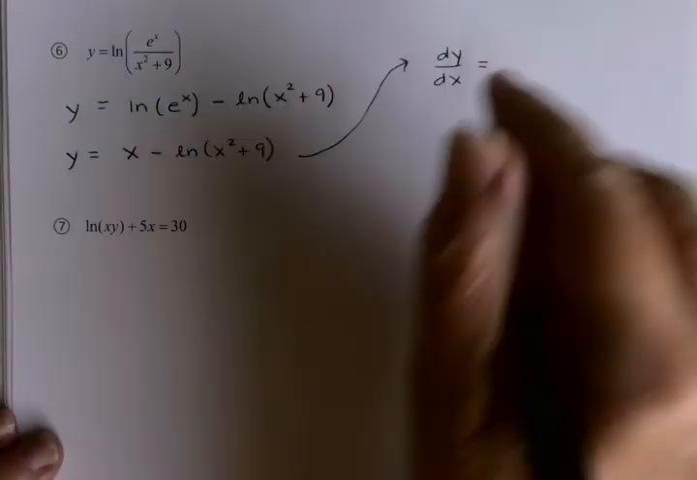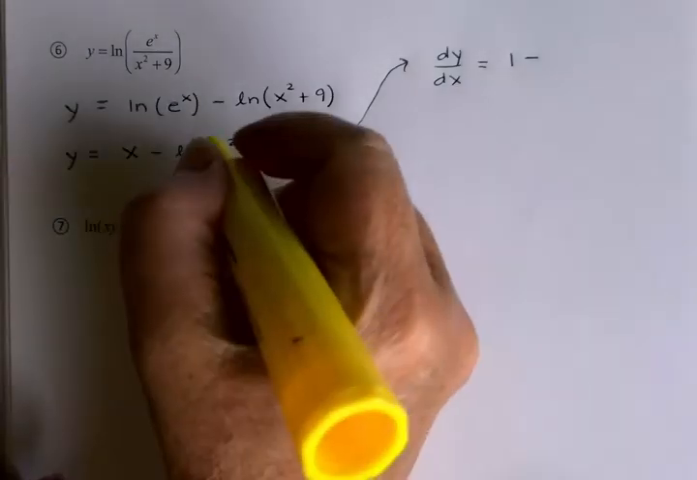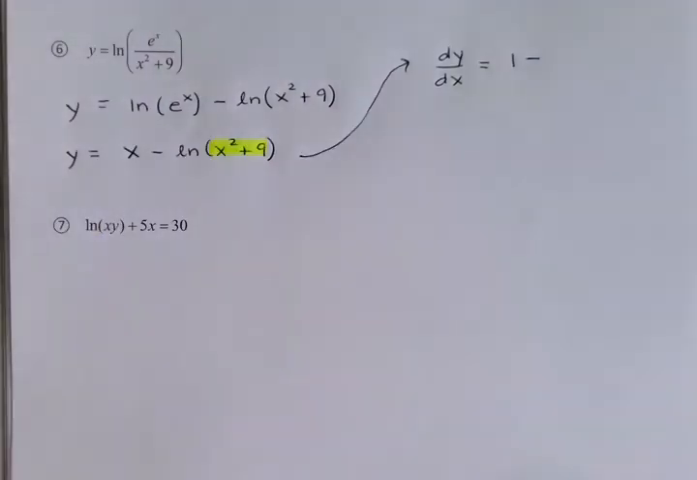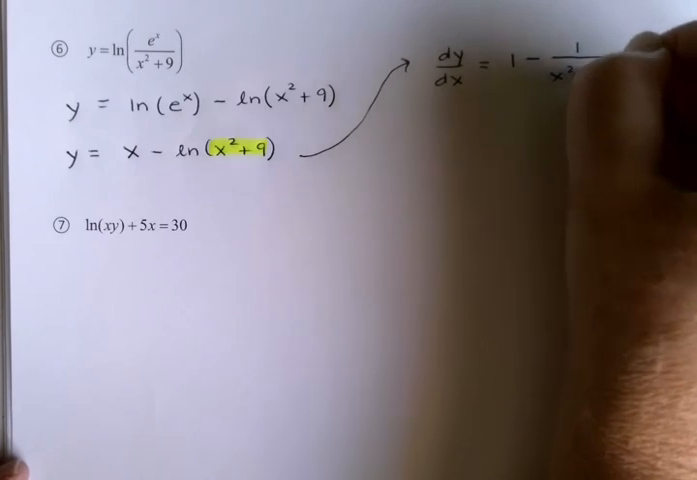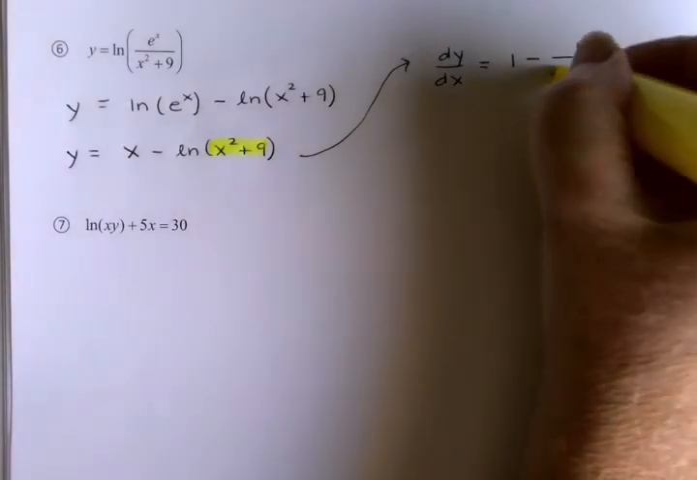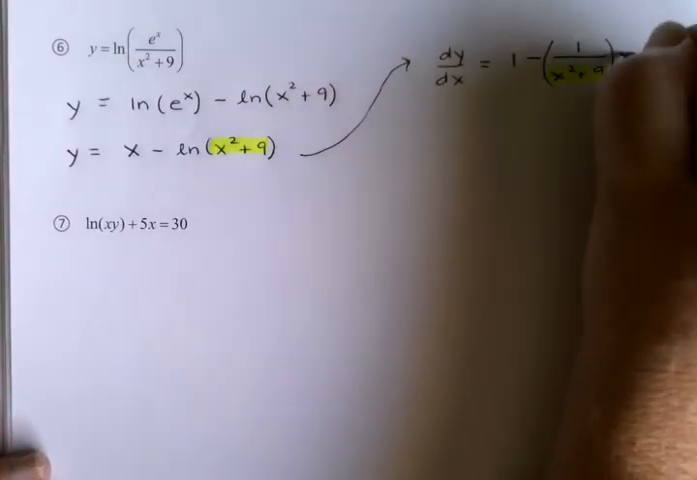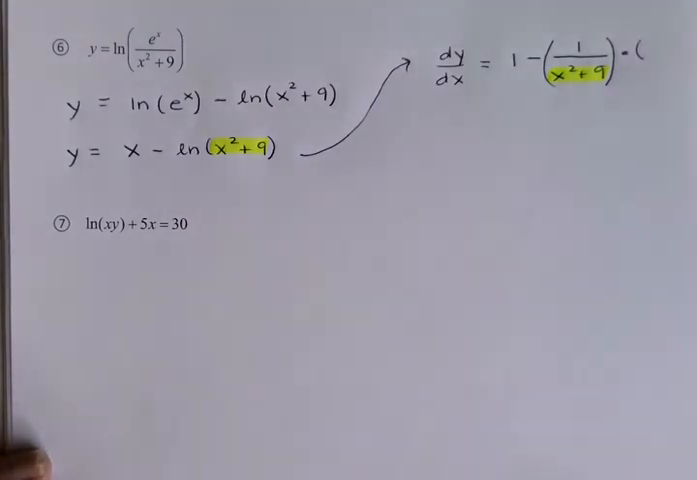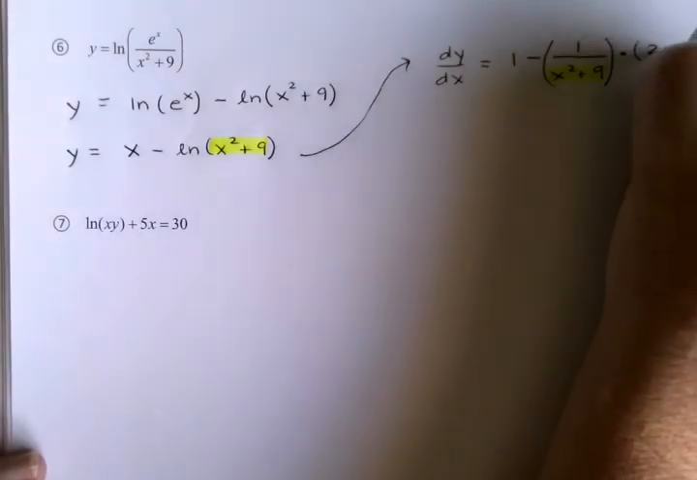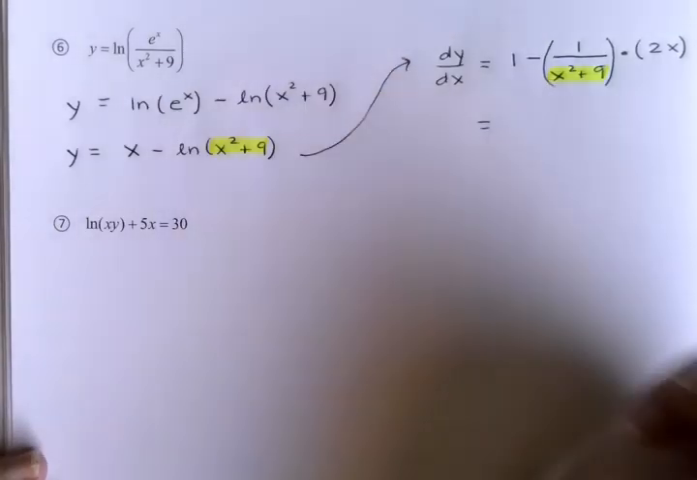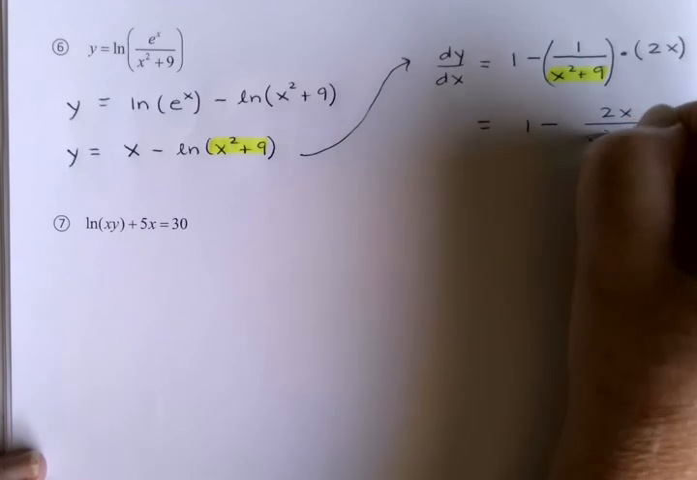Derivative of x would be 1 minus, and same deal here, whatever is inside the log function goes in the denominator when I take the derivative. So 1 over x squared plus 9 times my chain rule here. The derivative of that inner function would be 2x. So I have 1 minus 2x over x squared plus 9.